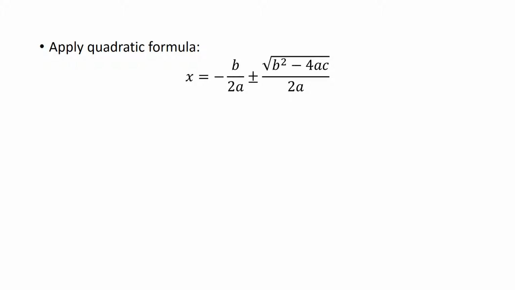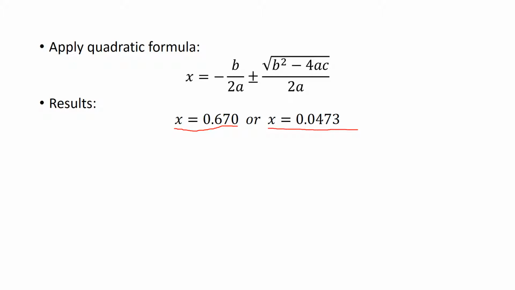And you may recall, this is the quadratic formula. So when I write in standard quadratic form, x has two solutions given by the plus and minus signs here. Putting those numbers in, I get the two values: x is 6.7, or x equals 0.0473.